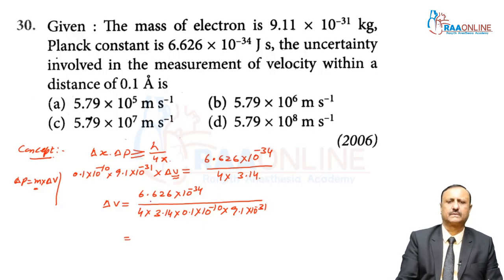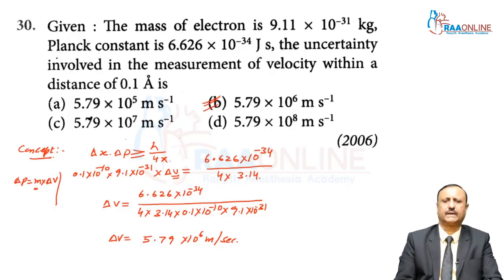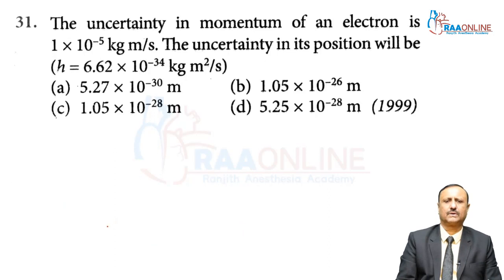When you solve this, you can easily solve it: 10 to the minus 10 goes above, minus 34 down, minus 31 above, and you can cancel with each other, the decimal point is replaced, and first of all you multiply both values 1, 2 and 3 and divide by these values. Then my dear students, for question number 30, you get the answer delta v equal to 5.79 into 10 to the power 6 meter per second. So this is your answer, question number 30, answer is B, 5.79 into 10 to the power 6. Now we can go to question number 31.